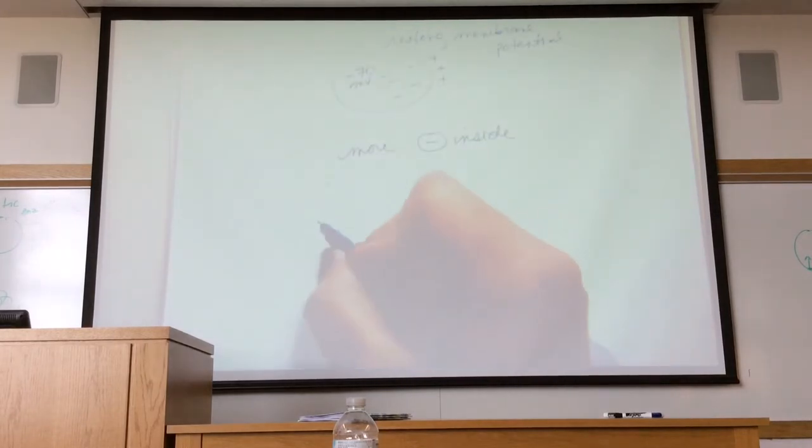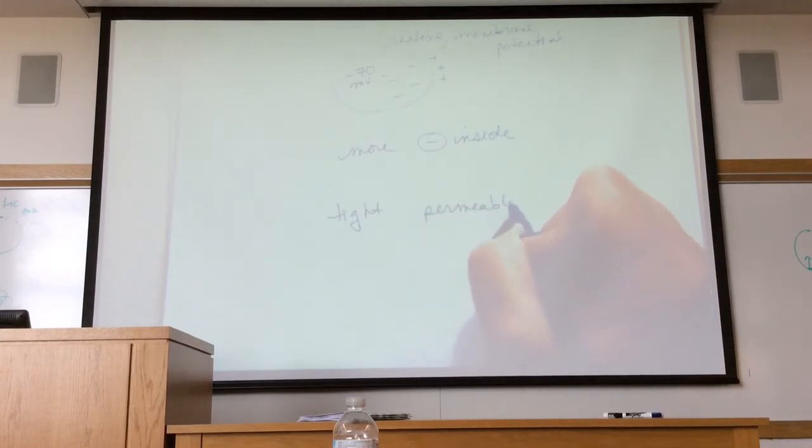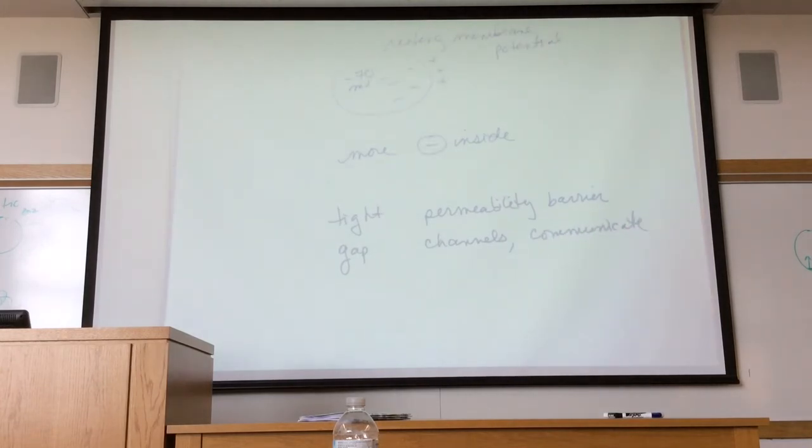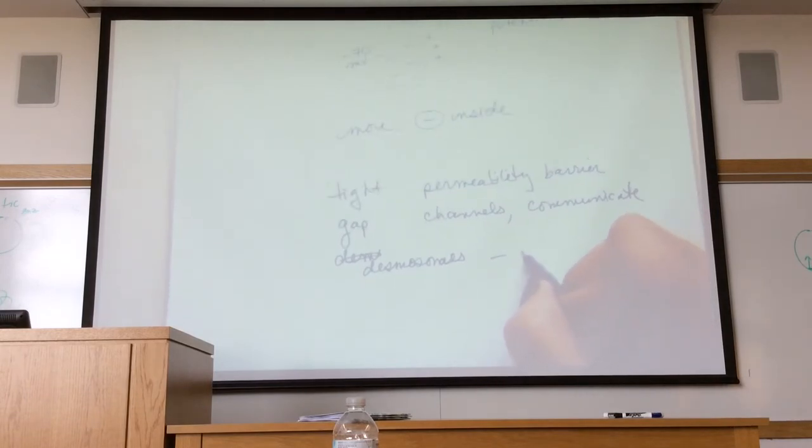The types of junctions, we have a tight junction, which is a permeability barrier. We have gap junctions, which are channels for cells to communicate with each other, like sending chemicals across from one cell to another. And then we have desmosomes. They attach cells to one another.